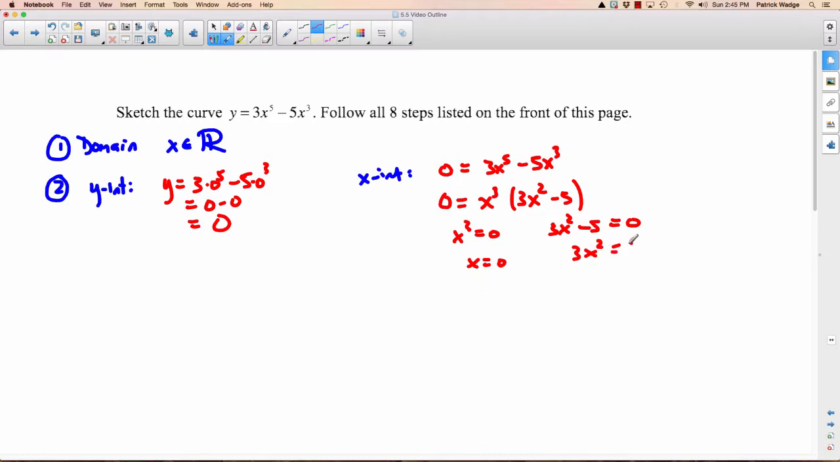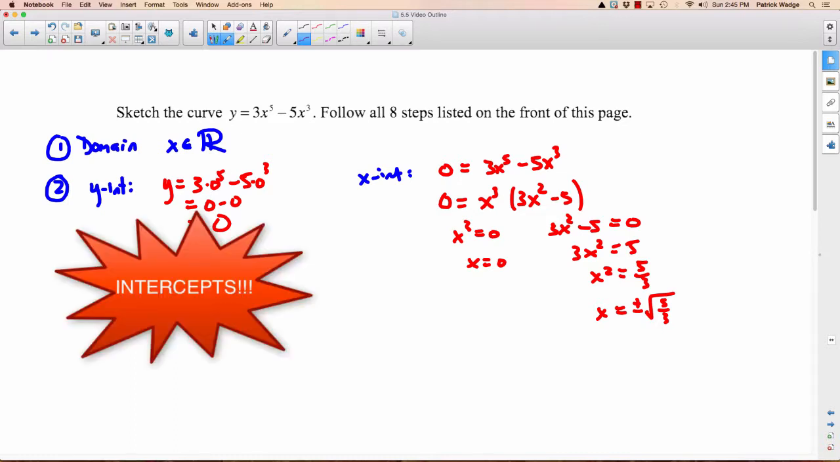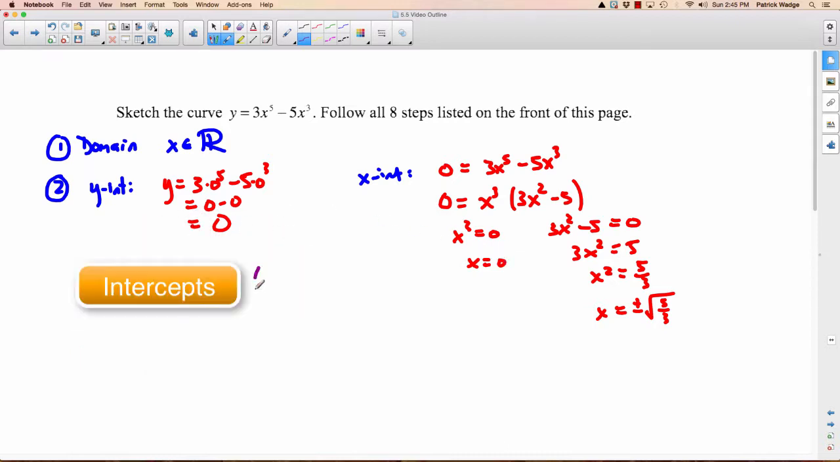Let's move the 5 over. Let's divide by 3. And then we have to take the square root. And also, since we're solving with square roots, we have to put plus minus. So plus minus the square root of 5 over 3. Okay, so let's actually write down what we know here. We know that the intercepts are (0, 0), and this is also (0, 0). It's the same thing, right? Whether you look at this as an x-intercept or y-intercept, it's both. (0, 0) is one. Okay, the other intercepts are (root 5 over 3, 0) and (negative root 5 over 3, 0).